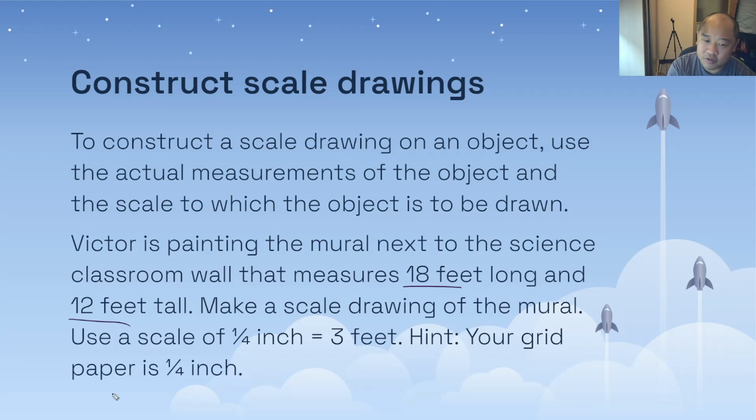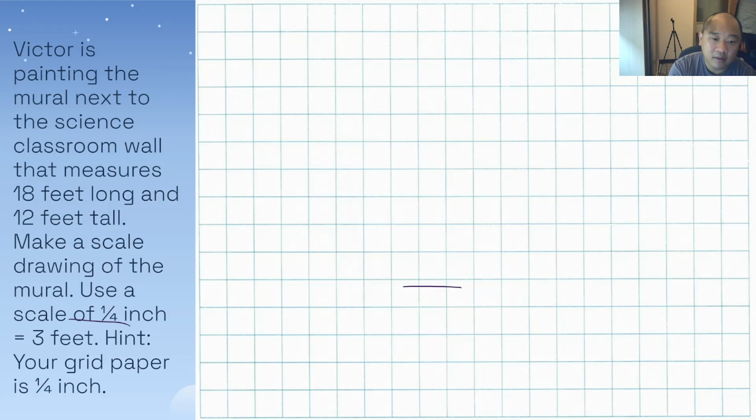And so we're going to use grid paper that has 1/4 inch. And you have 1/4 inch grid paper because I gave it to you. The paper that I gave you, the notebooks, have grid paper, right? And each one of these boxes is 1/4 of an inch. So that's going to be our scale. 1/4 inch is equal to 3 feet, right?